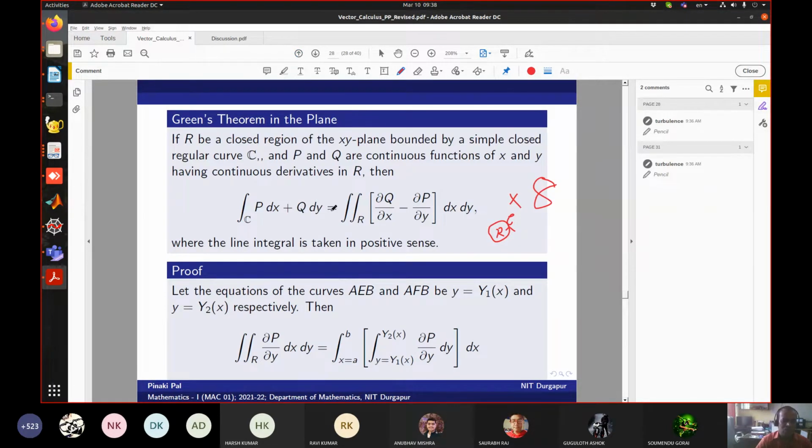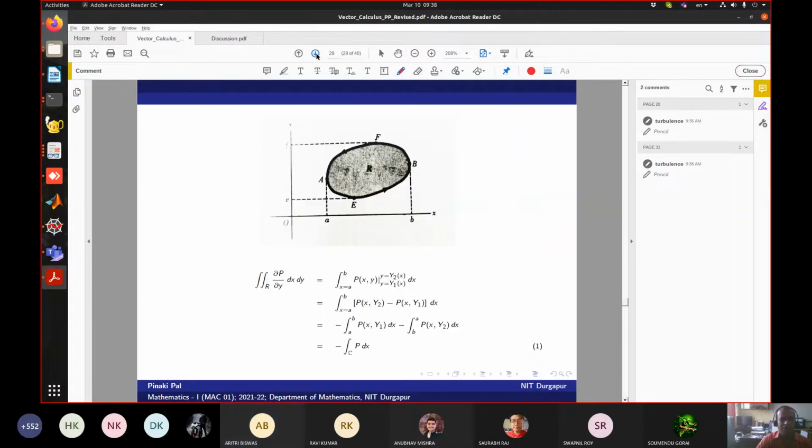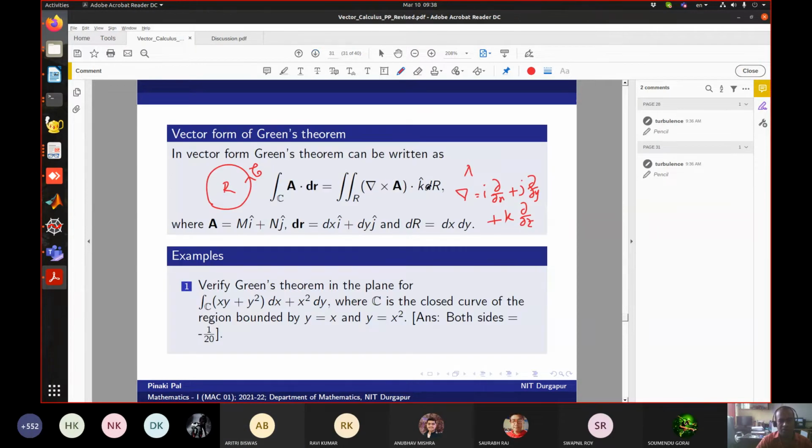So P dx plus Q dy. Yes, C represents the closed curve, and sense of description is positive. That means anti-clockwise. Okay, and R is the region enclosed by C. Yes, sir, K is the Z component. K is the unit vector in the Z direction. Here is the dot product.